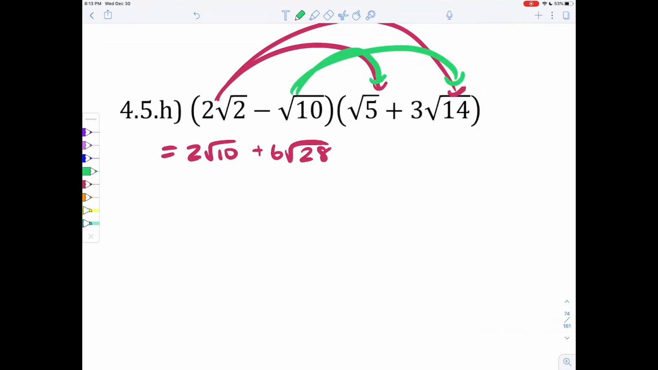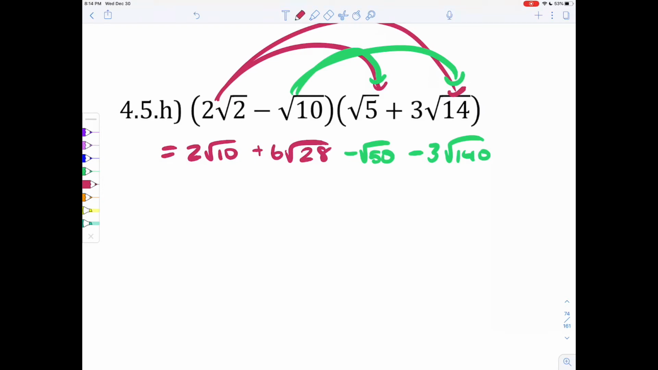So I end up with negative 1 times 1, which is negative 1. And then root 10 times root 5, which is root 50. And then negative root 10 times 3 root 14 will give me negative 3 root 140. Okay.